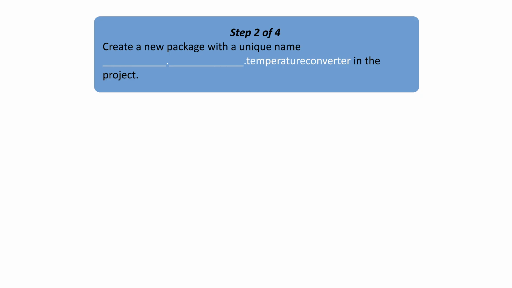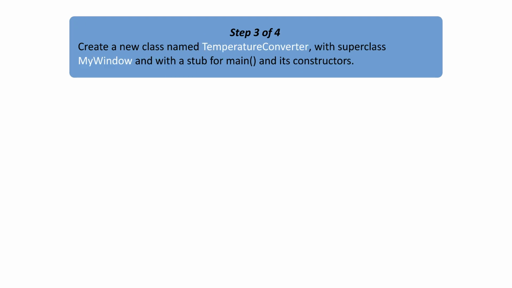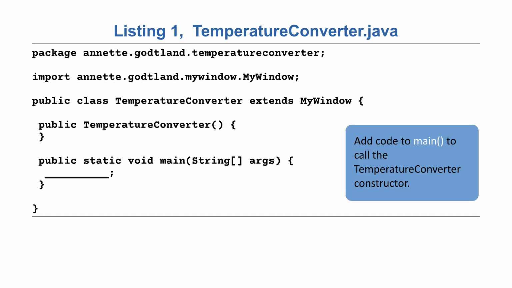Next, create a new package with a unique name. Hint: I named mine Annette.Gotland.TemperatureConverter. Then create a new class named Temperature Converter with superclass MyWindow and with a stub for main and its constructors. And finally, add code to main to call the Temperature Converter constructor. Run it. What happened? It should have opened the DIY window with no contents.